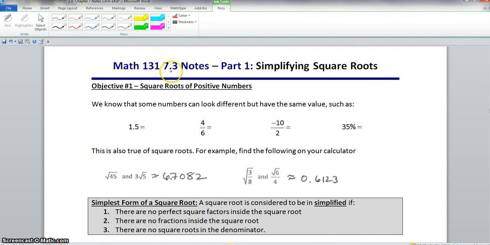Hello class, we're about to start 7.3 Part 1, Simplifying Square Roots. Objective 1, Square Roots of Positive Numbers.